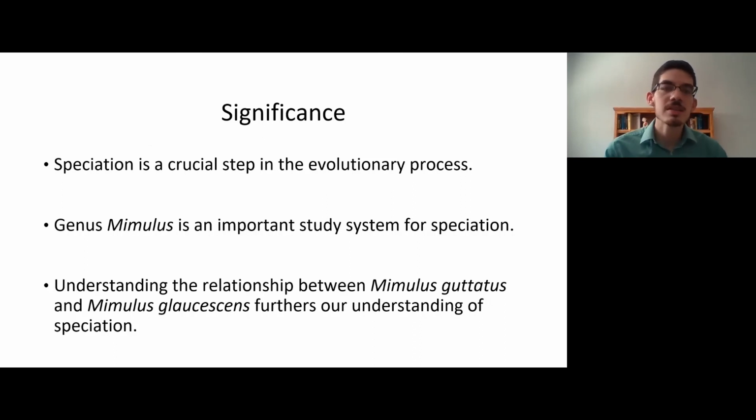So ultimately, this is important because even though speciation is a crucial step in the evolutionary process, there's still quite a bit we don't understand about it. In addition to that, the genus Mimulus, these monkeyflowers, are really important for studying speciation because they're so diverse and there's so much we can learn from their diverse genome. In addition to that, Mimulus guttatus and Mimulus glaucescens provide a very rare, unclear set of species boundaries that I'm going to elucidate and further our understanding of speciation. Thank you so much.